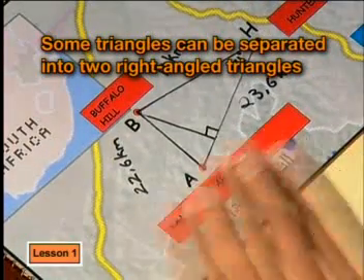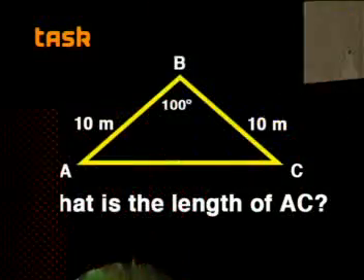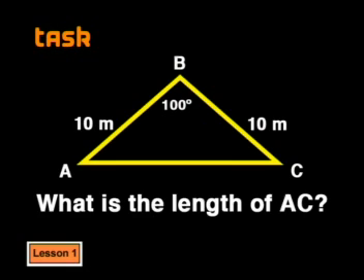Now for your task. If I have an isosceles triangle ABC, with AB and BC as equal sides of 10 meters each, and I know the angle between them is 100 degrees, what is the length of AC?